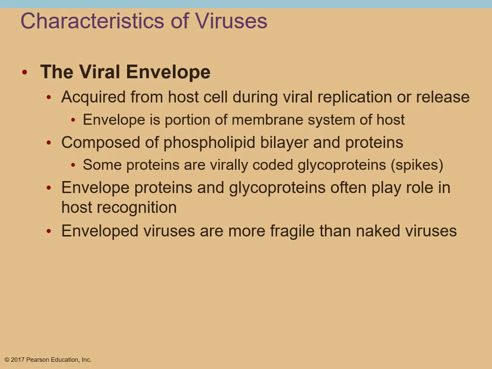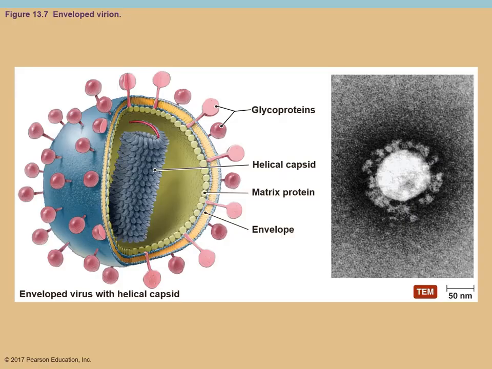The viral envelope, this can be acquired from the host cell when the virus is being released. Basically, the viral envelope is essentially part of the cell membrane from the host cell. So it's got that phospholipid bilayer, it's got proteins, and oftentimes when there's an envelope, you get these little spikes on it as well. Enveloped viruses tend to be more fragile than a naked virus by itself.